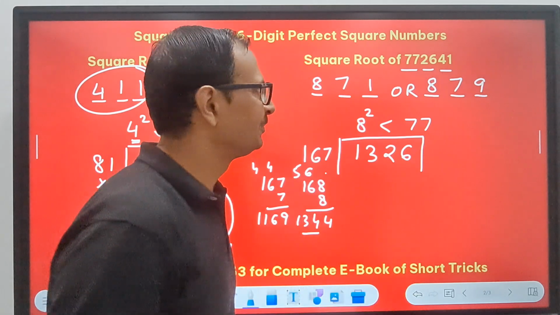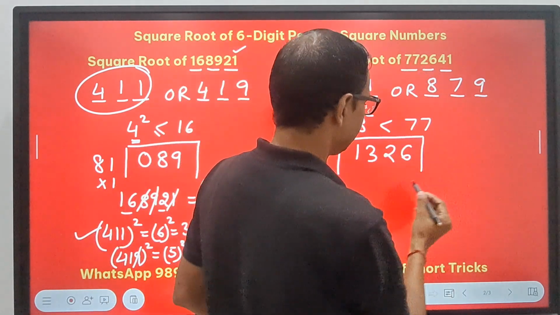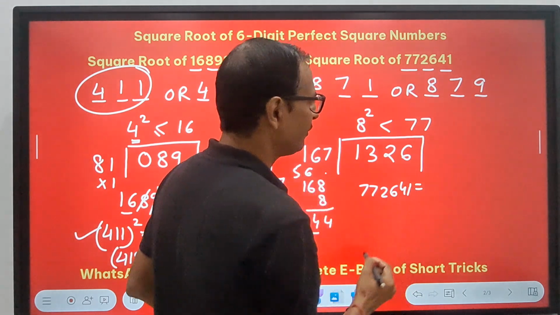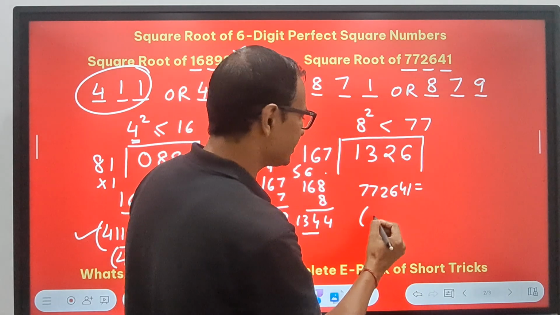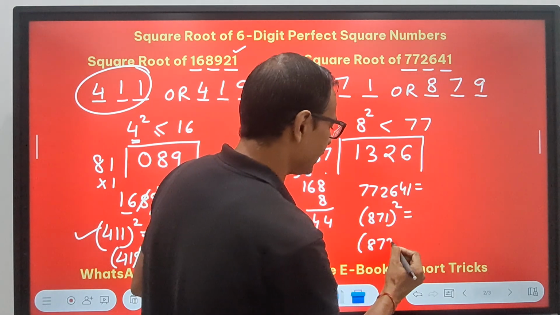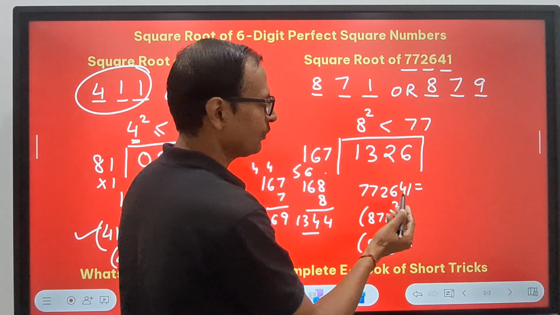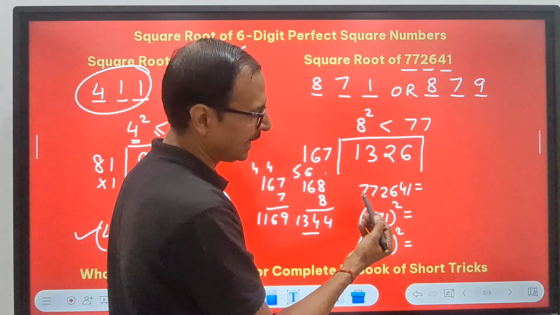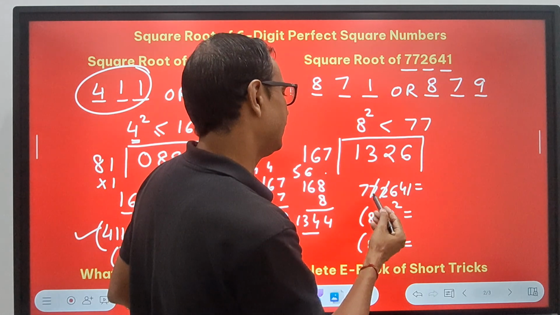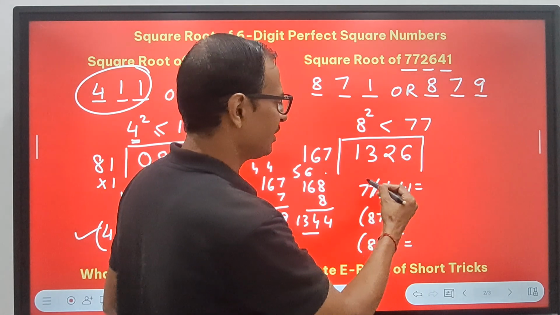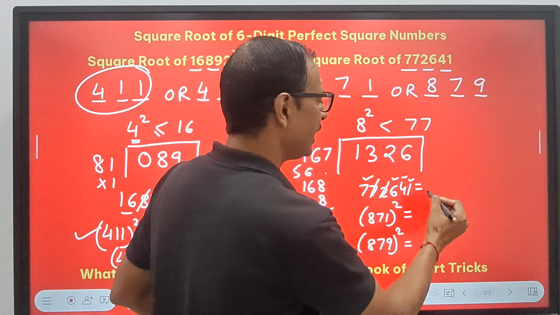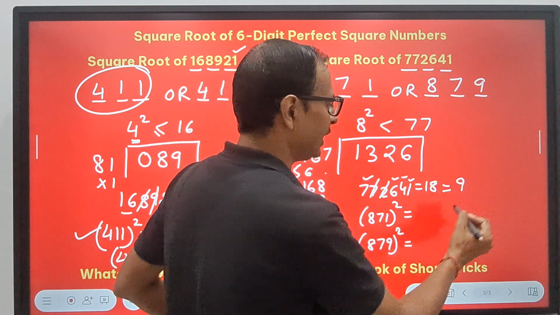Again, the digit sum. Okay. So let's start with 772641. Then we will do 871 square and then we will do 879 square. Okay. So where are the 9s? I can cancel out the 9s, right? 7 and 2, 9. There is no other 9 pair. So 7 plus 6, 13. 13 plus 5, 18. So 18 means 1 plus 8, 9.